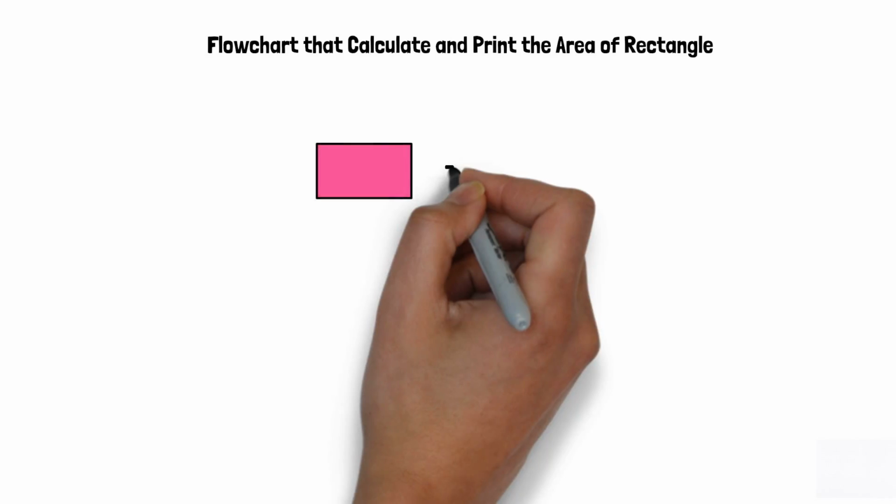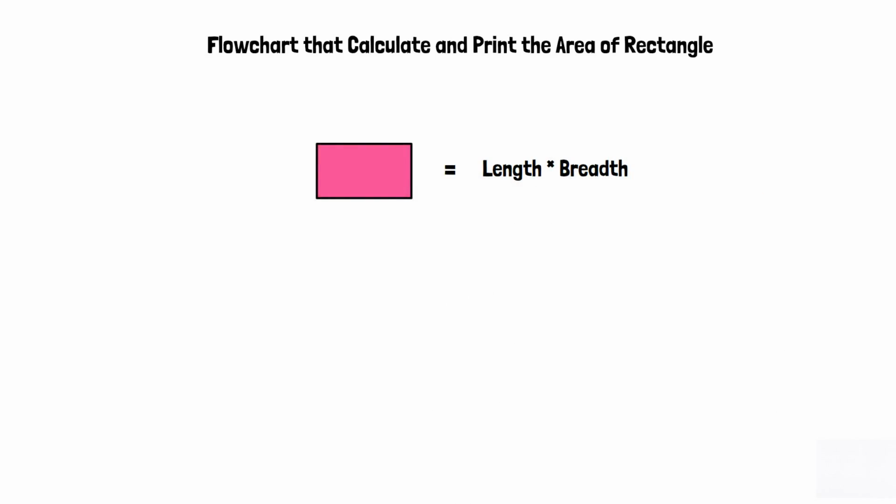In this video, we will create a flowchart that calculates and prints the area of a rectangle. Initially, let us understand how the area of a rectangle is calculated. So basically, the area of a rectangle is equal to length into breadth.